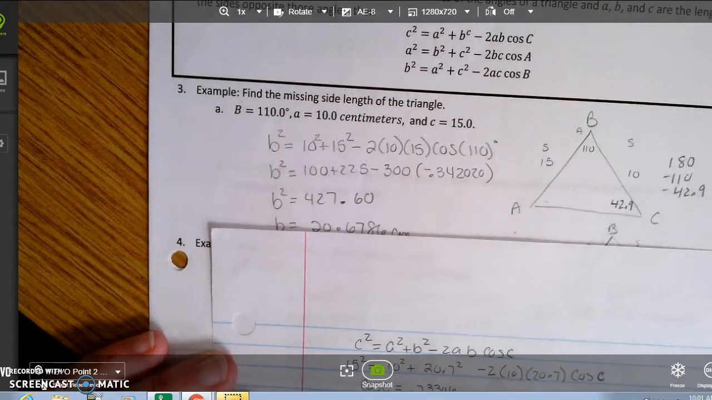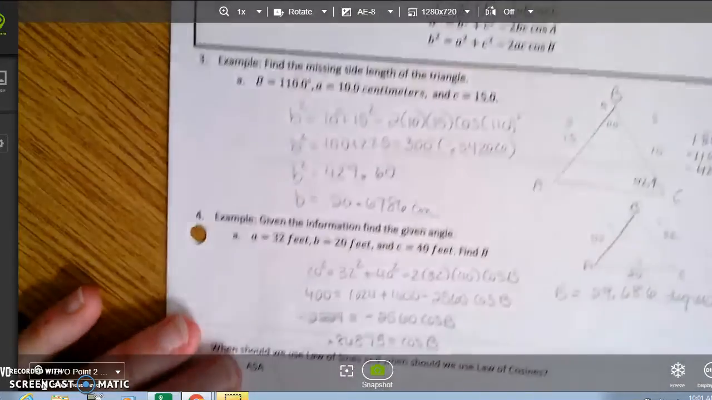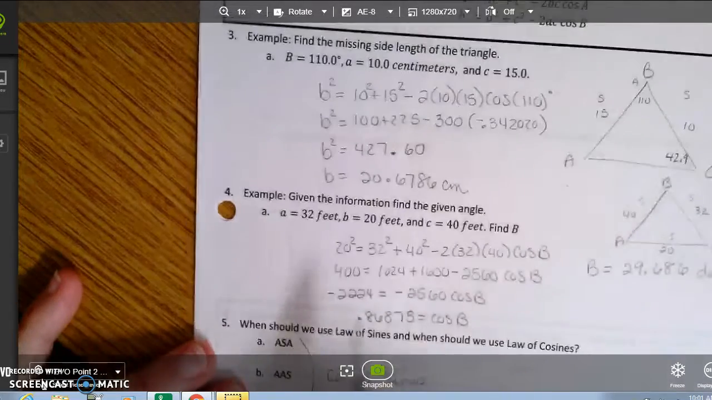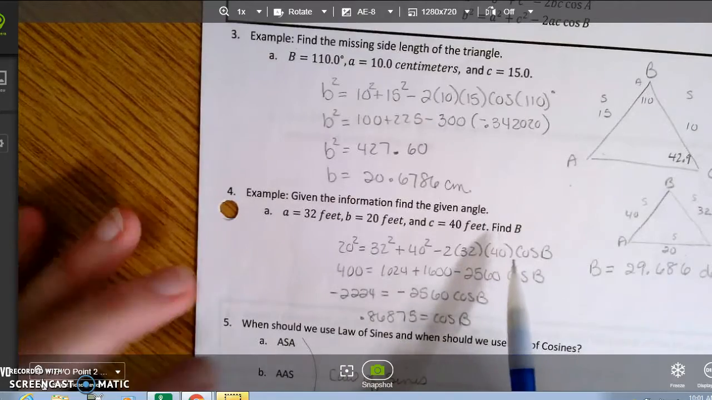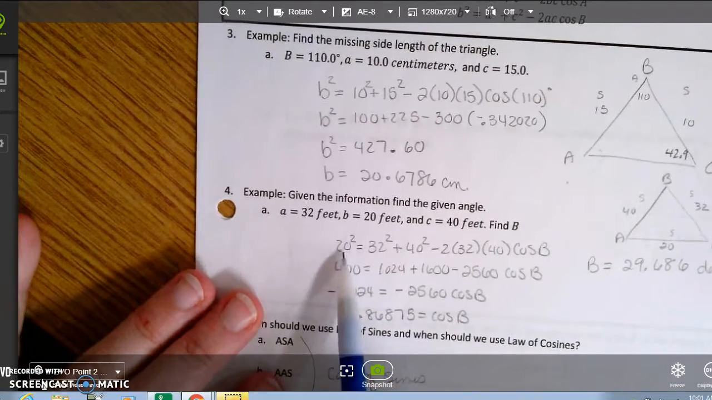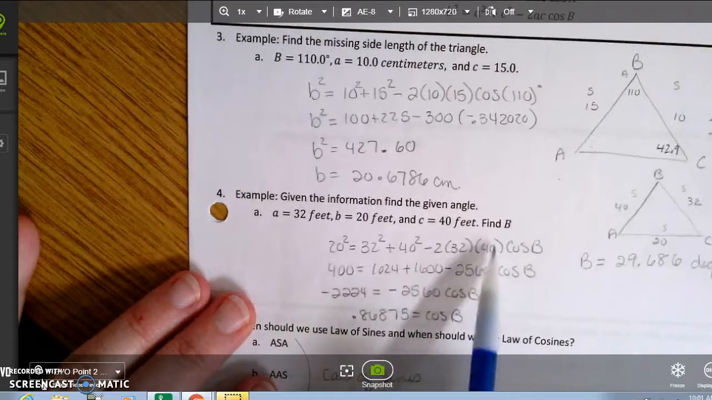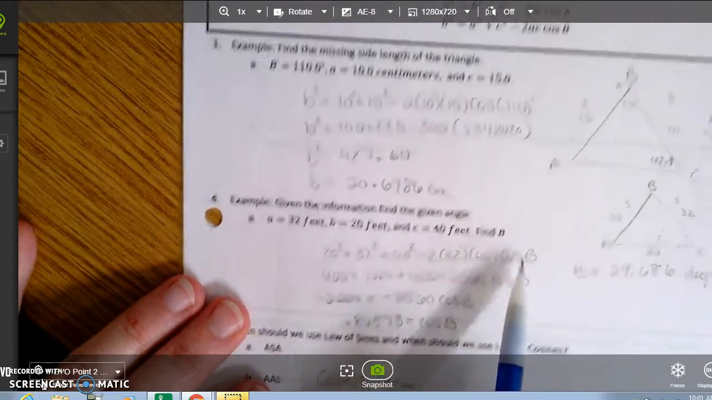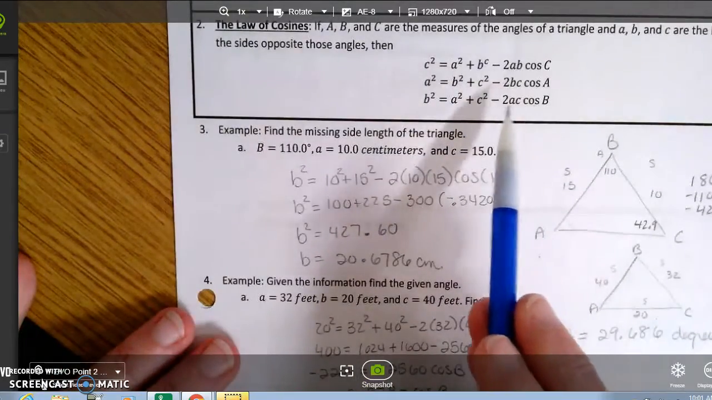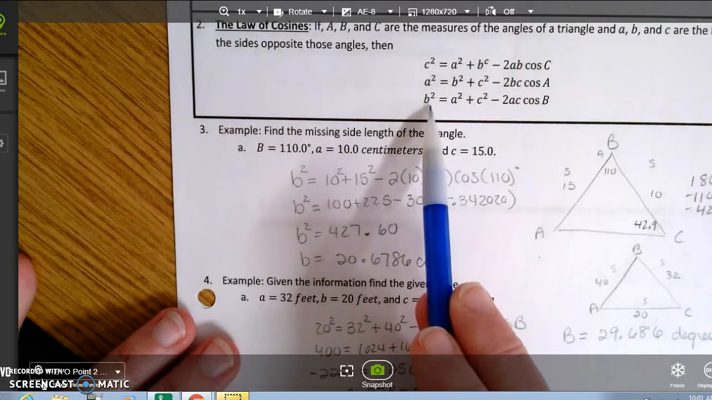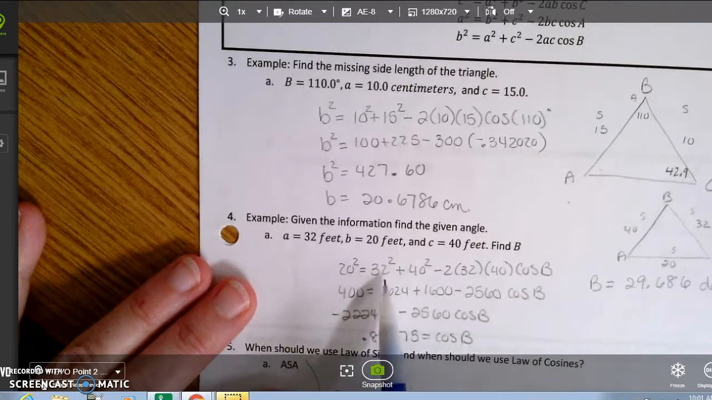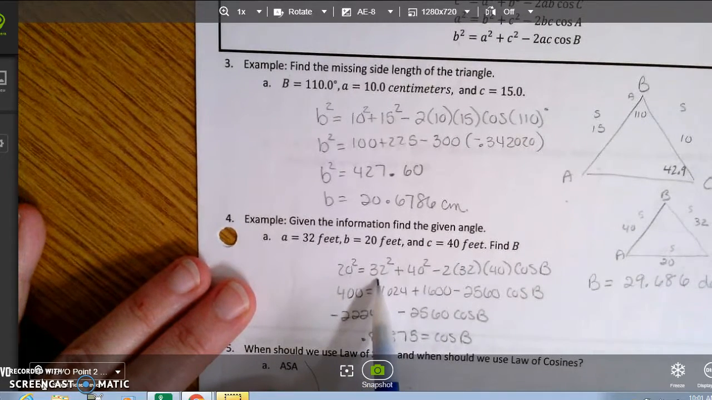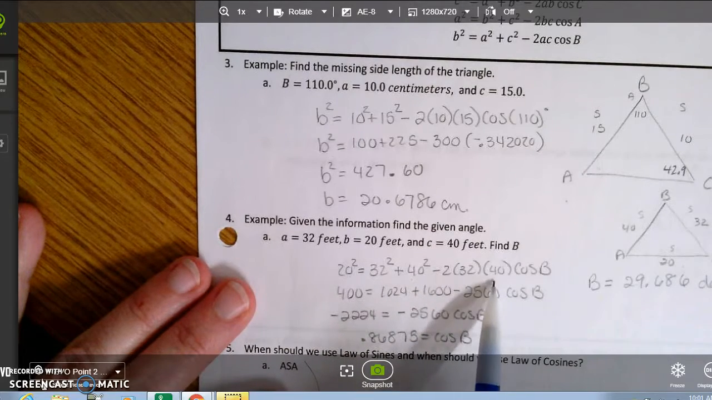Alright, so let's look at the next example. On the next one, I gave you A, B, and C, but I didn't give you any angles. So this is sort of like what we just did. Since I need angle B, I'm going to use the formula with angle B. So I have B squared on the left. I'm going to put the B squared, and I'm going to put the A squared, and I'm going to put the C squared. And then this is A and C again.